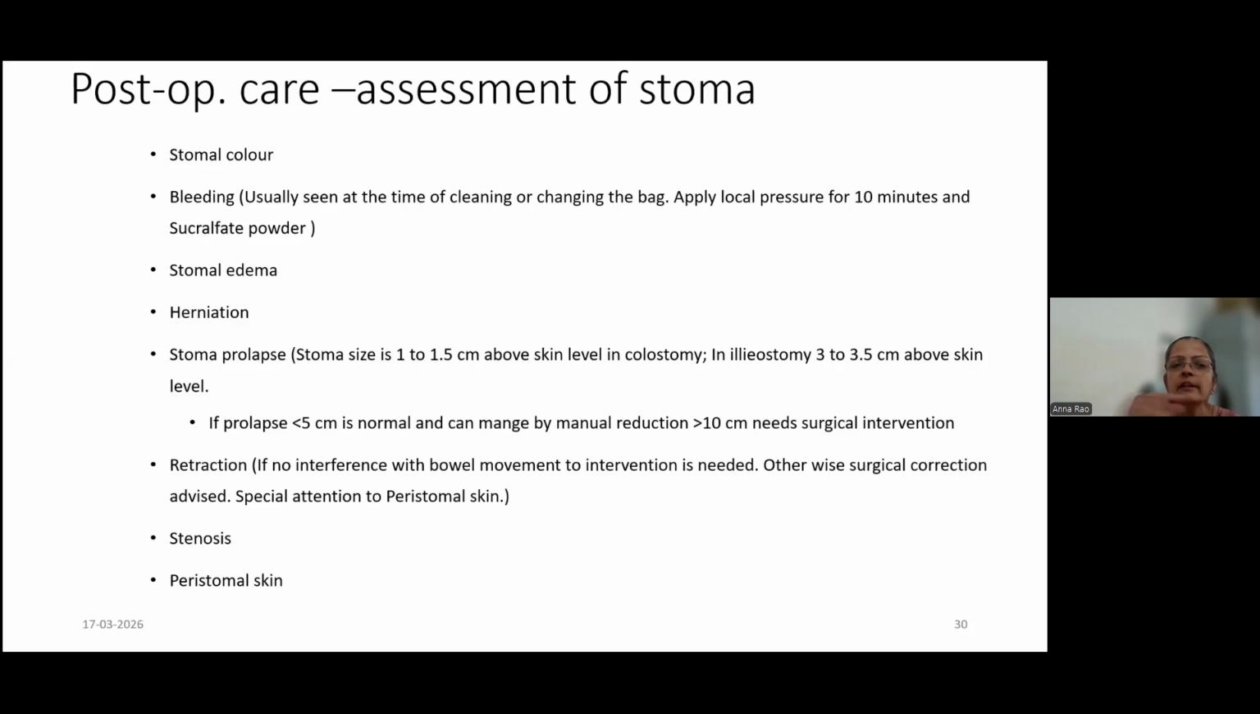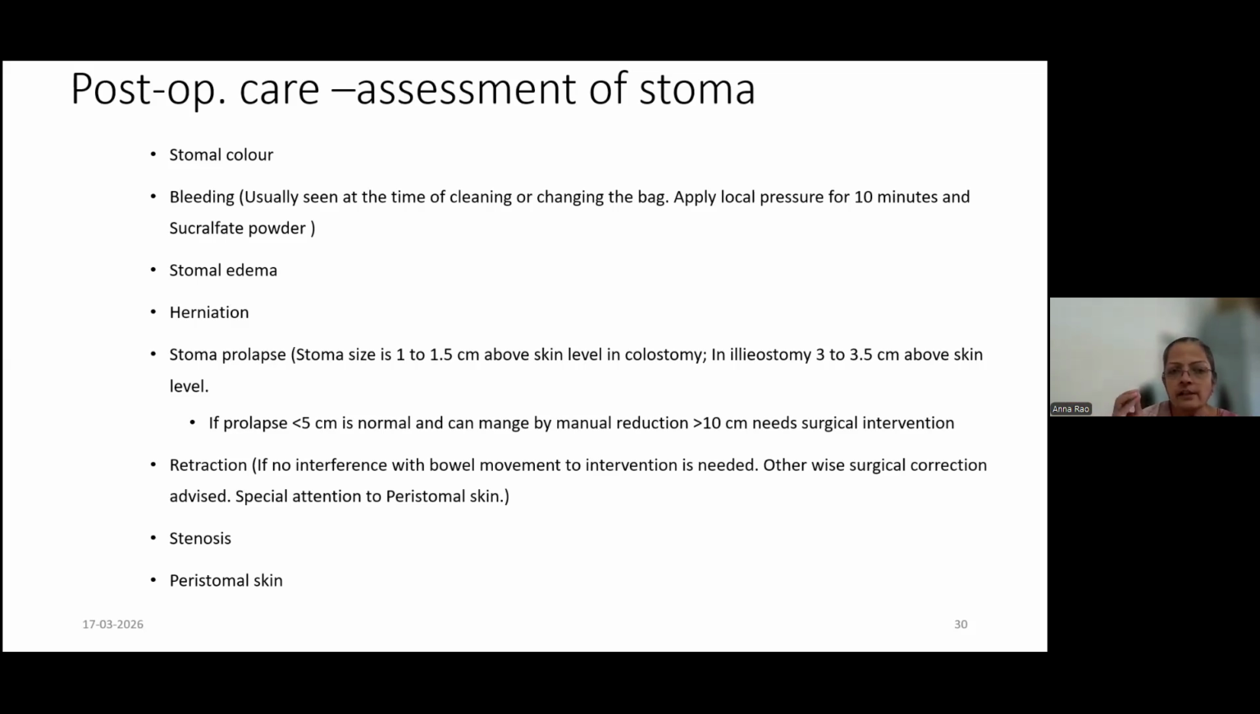Then check whether any edema is there or not. In the beginning, there may be edema in the surrounding tissues also. Slowly it will reduce and only the stoma will appear on the abdominal wall. There should not be any herniation, like going in or coming out of the stoma.